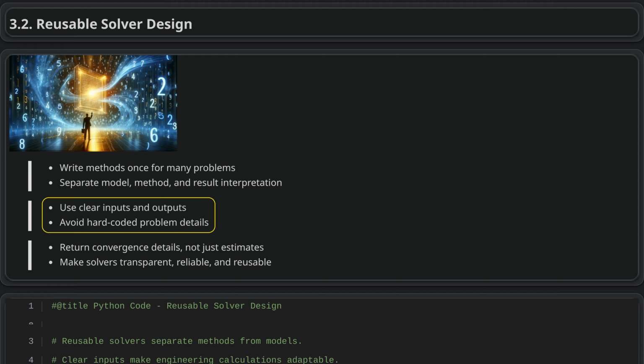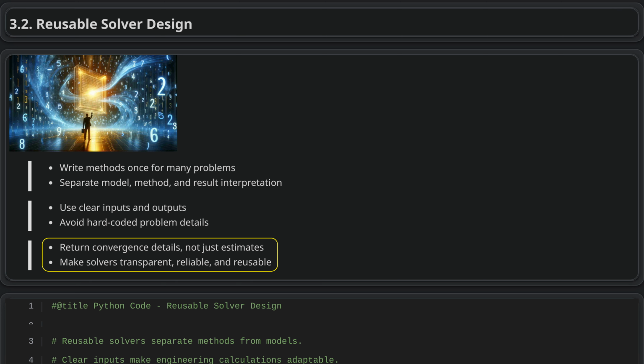A reusable solver should have a clear interface that states its required inputs and expected outputs. Important settings such as initial estimates, convergence tolerance, and iteration limits should be explicit rather than hidden or hard-coded. This makes the solver adaptable, so different engineering problems can be handled by changing inputs instead of rewriting the core procedure.